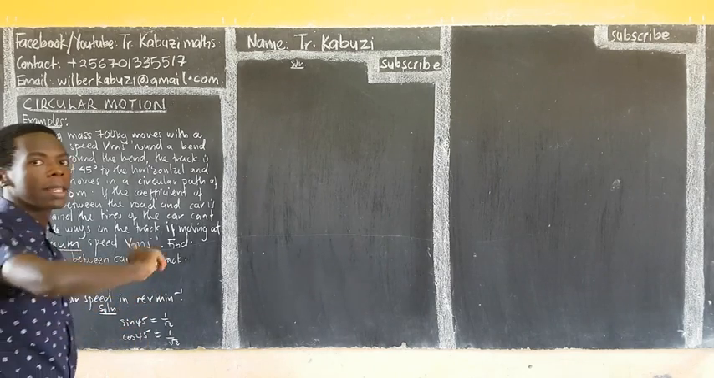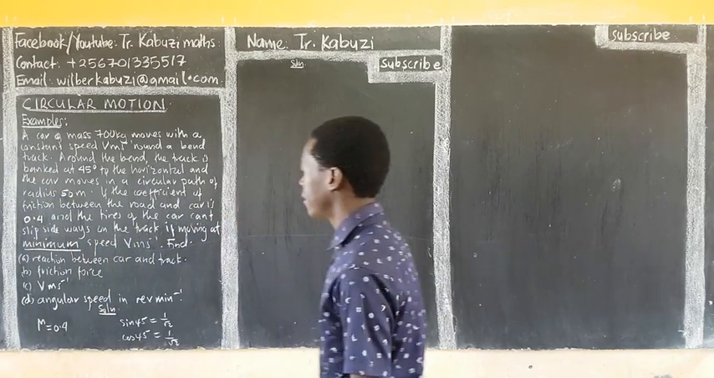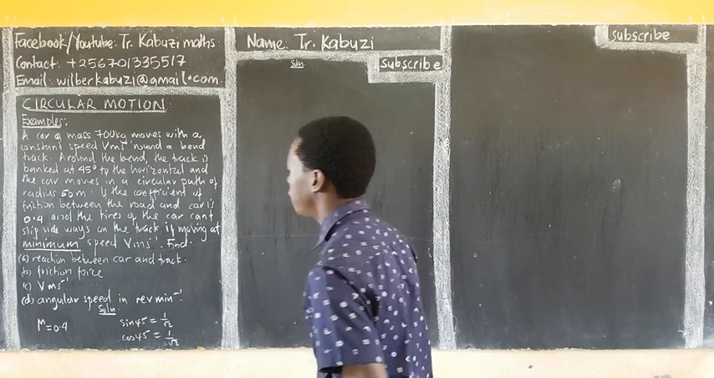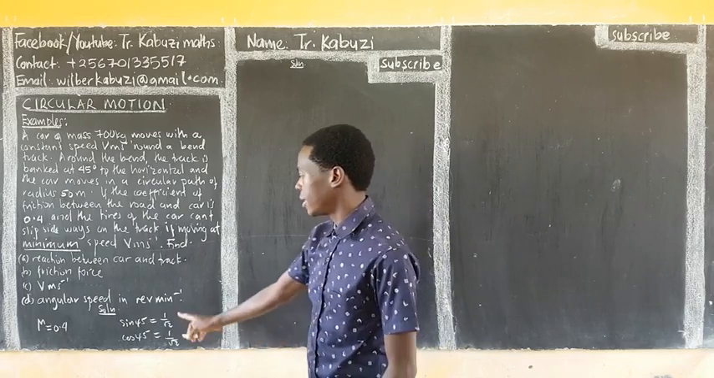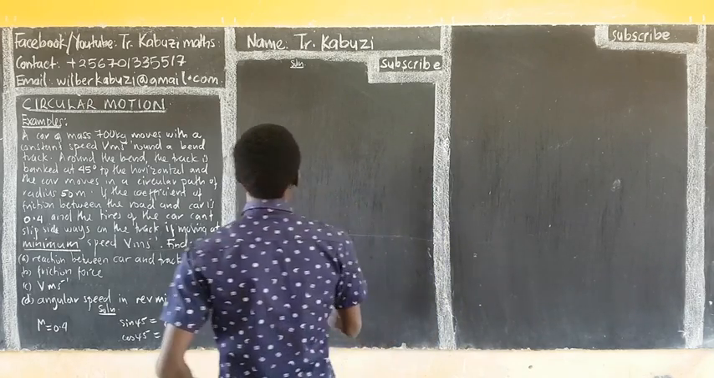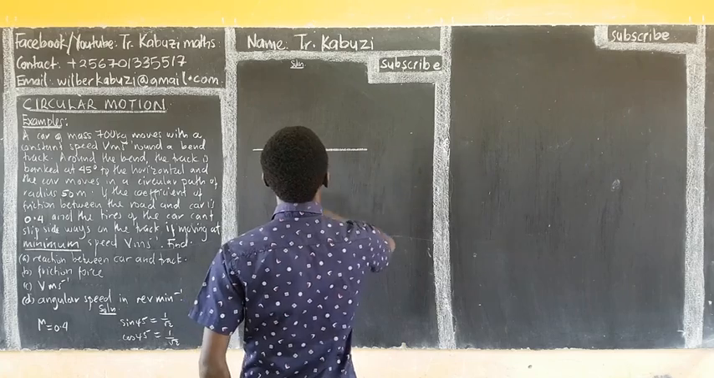Minimum speed means frictional force is going to act upwards. So find the reaction between the car and the surface, the friction force, the speed v, and then the angular speed in revolutions per minute. This one, be careful. Okay, so start with a simple sketch. This is going to be my sketch now.